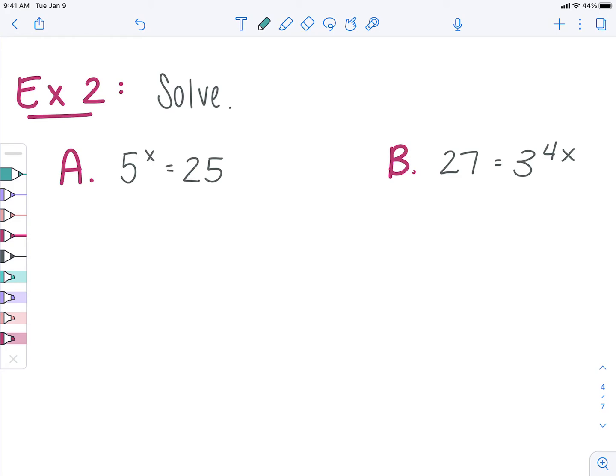So I want to always look at the bigger number first. 25 is definitely bigger than 5. So I want to check the bigger number and see if I can rewrite it as 5 to some power. Which I can, right? I can rewrite it to be 5 squared. So I'm going to do that. I'm going to keep everything else exactly the same. And now my bases match, so I can just cancel my 5s, and I get x equals 2.